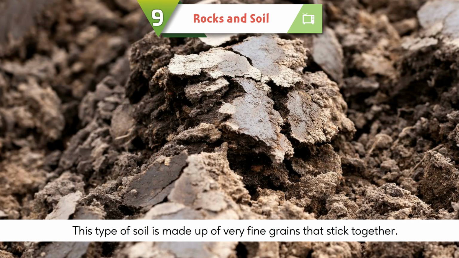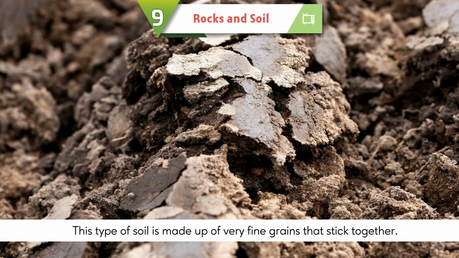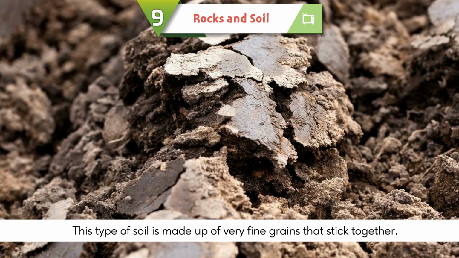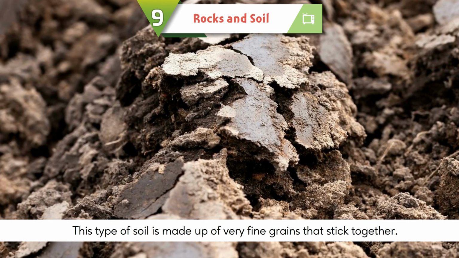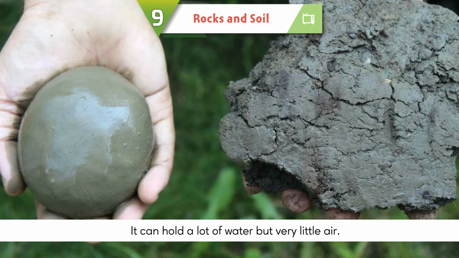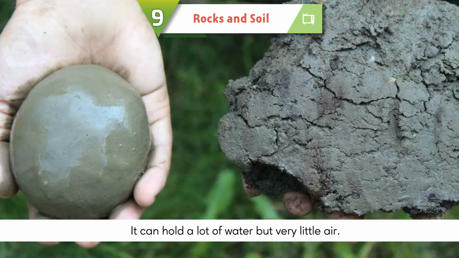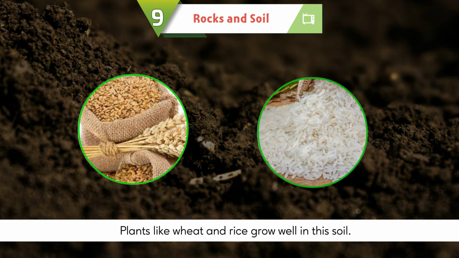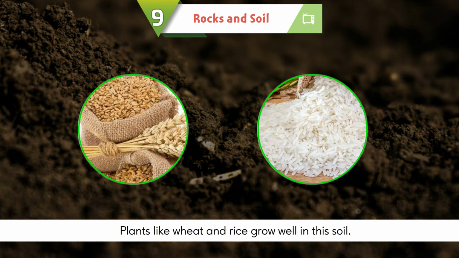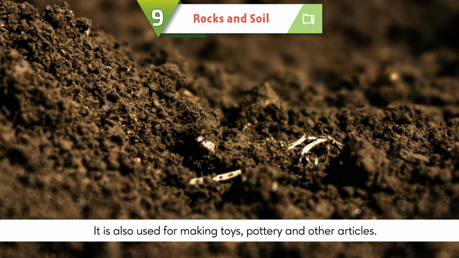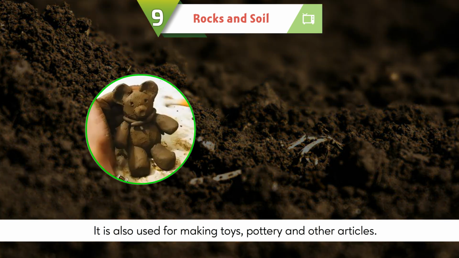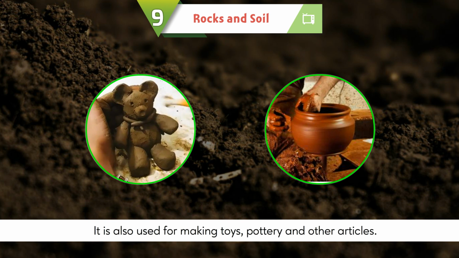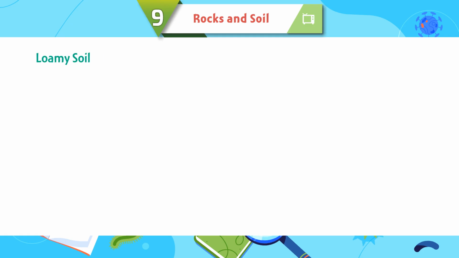Clay soil. This type of soil is made up of very fine grains that stick together. It can hold a lot of water but very little air. Plants like wheat and rice grow well in this soil. It is also used for making toys, pottery, and other articles.